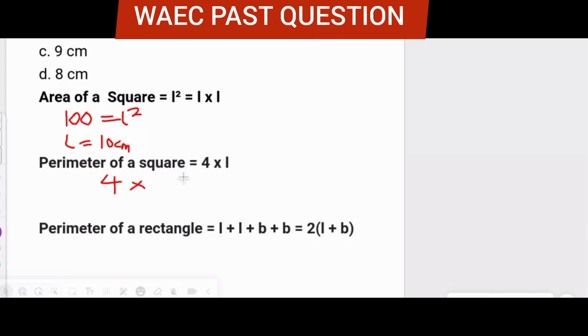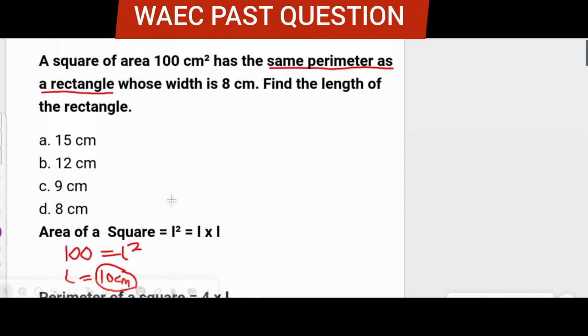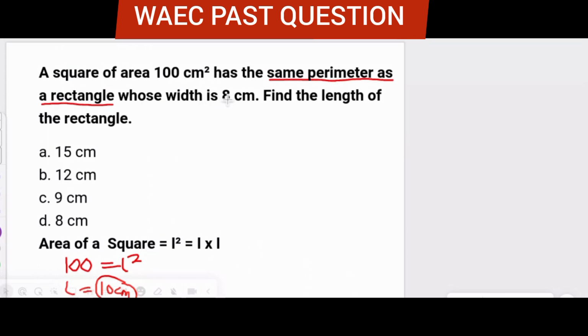Now that we know the length of our square, our L is 10 centimeter. So that will be 4 multiplied by 10. I hope you're still following. Good. That will be 4 multiplied by 10, which gives us 40 centimeter. Do not forget the square and the rectangle have the same perimeter, so we're going to be working with that. If the perimeter of the square is 40 centimeter, that means that of the rectangle in this question is also 40 centimeter.